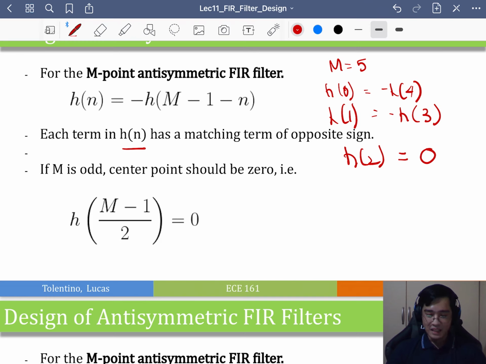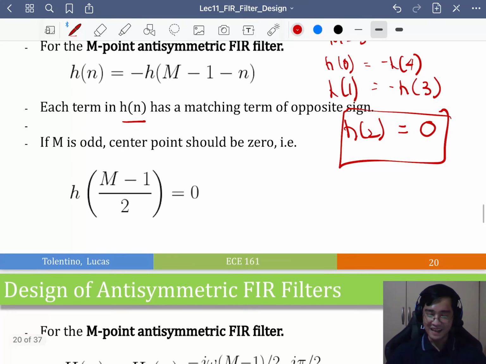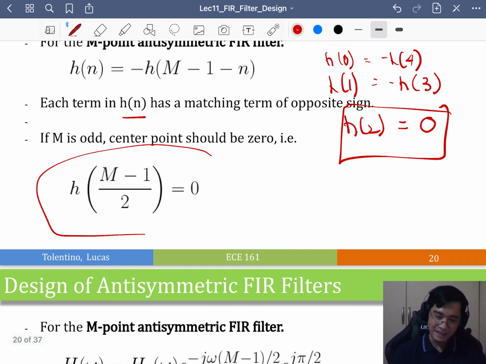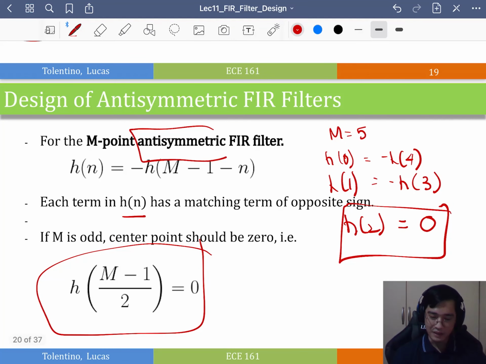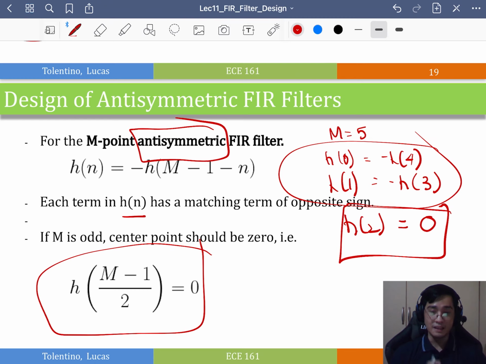Basically, we must impose that the point of symmetry, or the center point, should be 0 so that we are still at a linear phase. I will not derive that, but basically we have to remember that when we have an anti-symmetric FIR filter, each term in h of n has a matching term of opposite sign, these conditions, and the center point must be 0. That is only for the case when m is odd. If m is even, we do not have a problem.